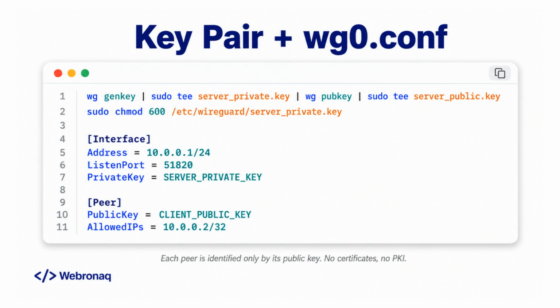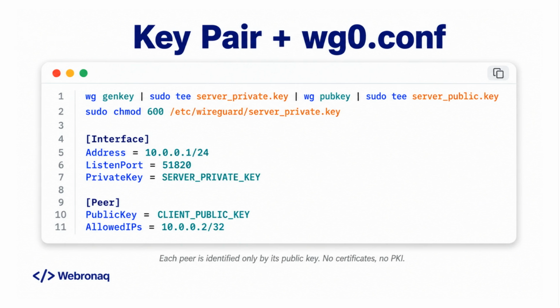Next, create the file at /etc/wireguard/wg0.conf. The interface block sets the VPN address 10.0.0.1 on the /24 subnet, the listen port 51820, and your private key. The peer block holds your client's public key and the AllowedIPs field, which tells WireGuard which source address to accept from that peer. This config is the whole server identity. Next up, we make traffic actually flow.